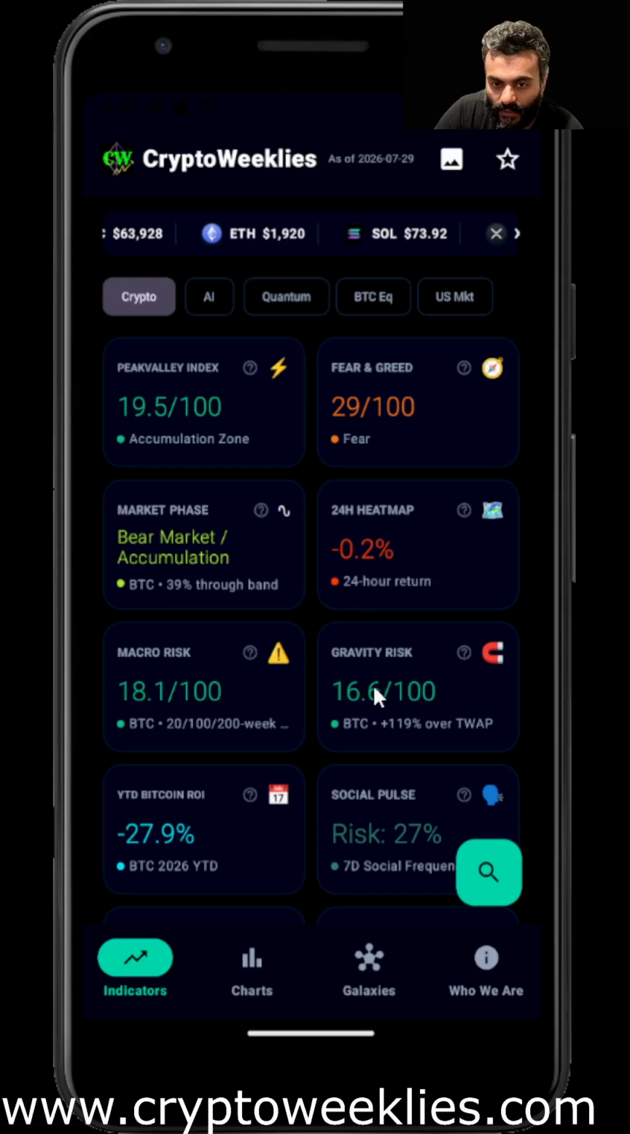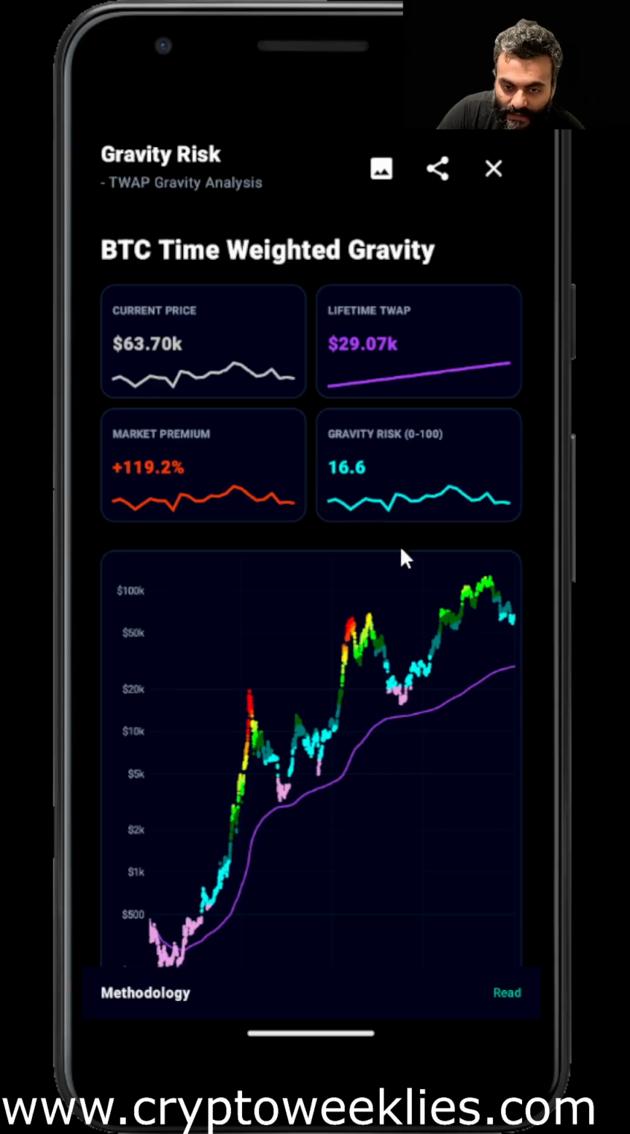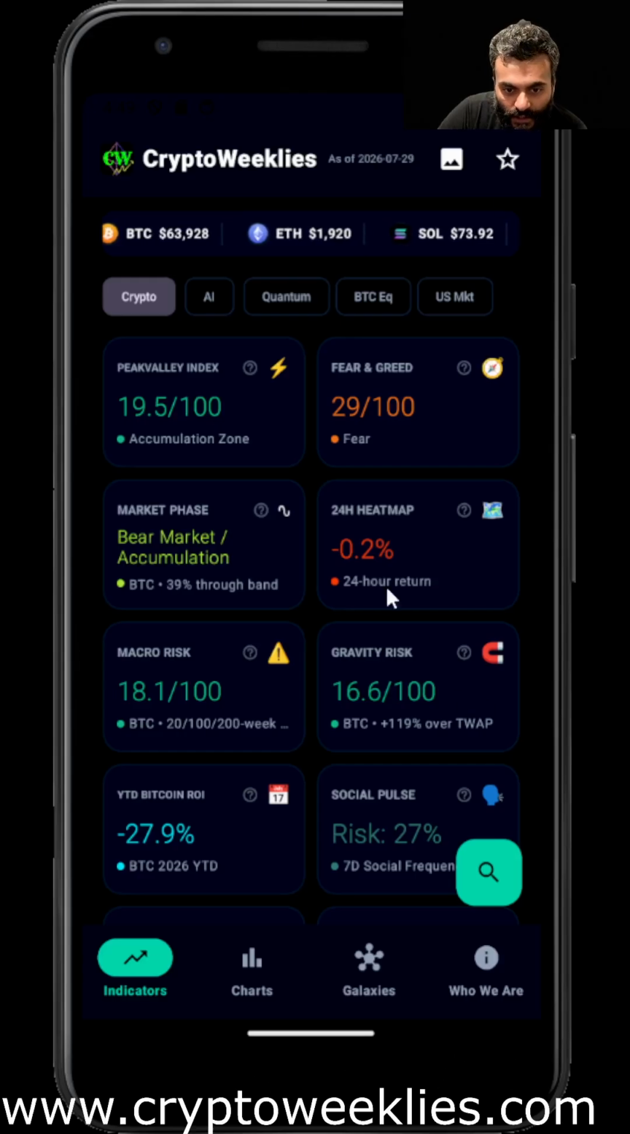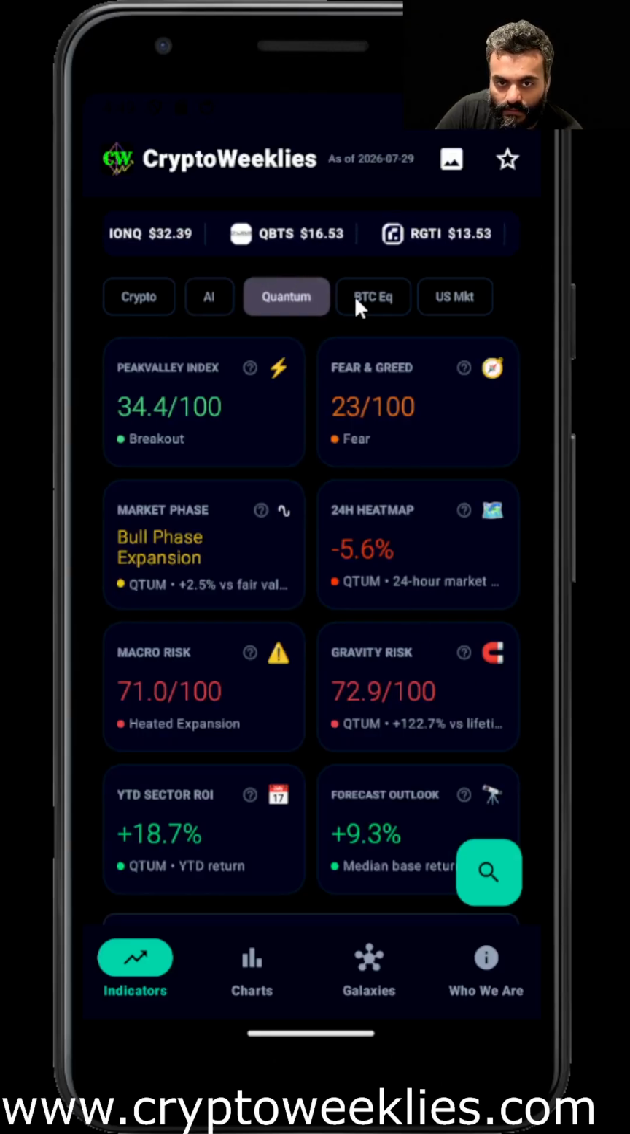So, for example, crypto right now is in a cooled zone where the gravity risk with respect to the asset class is at 16. That means it is the second best time to DCA into Bitcoin specifically, not financial advice, using historical price and the time weighted average price as a yardstick. So coming to comparison of this, how is AI gravity risk, what is quantum gravity risk.